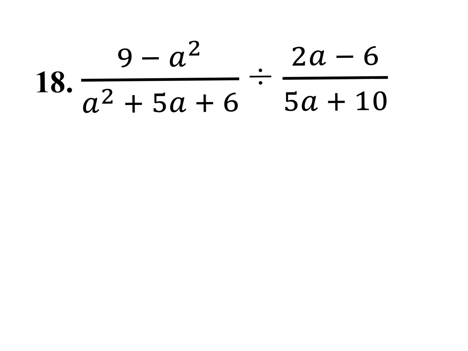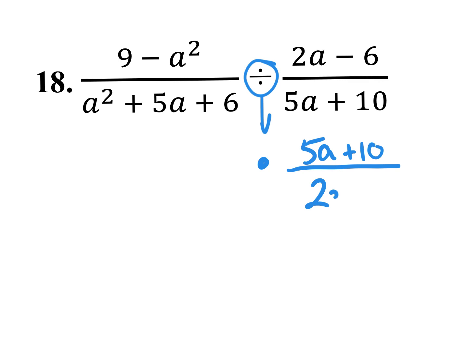Okay, we're going to explain number 18. So number 18, you know you have division of a fraction, so you're going to change that division to multiplication, and you're going to flip the second fraction. So you're going to have a 5a plus 10 up on top and the 2a minus 6 on the bottom, okay? Now, the first fraction is not going to flip. The first fraction is going to stay the same.